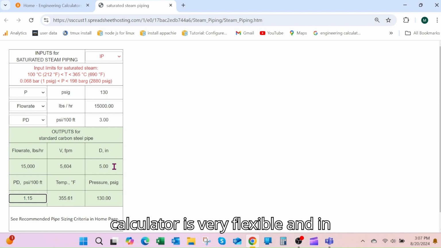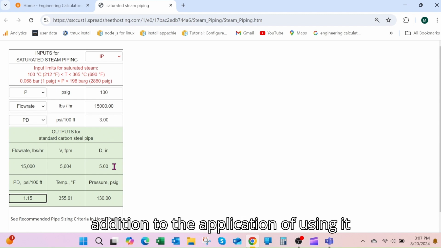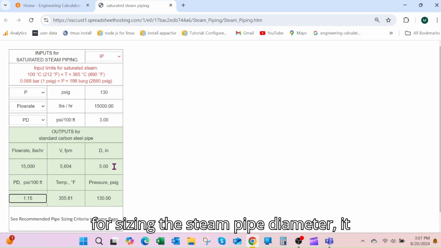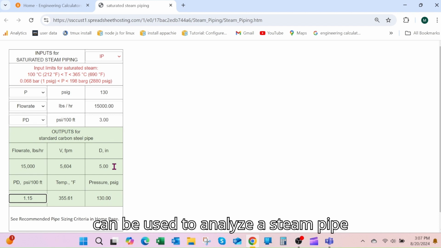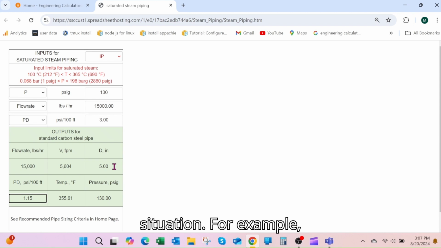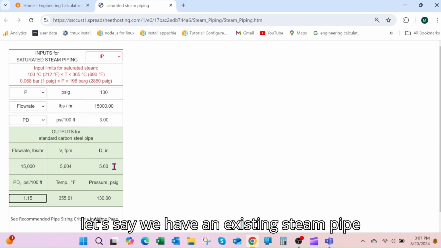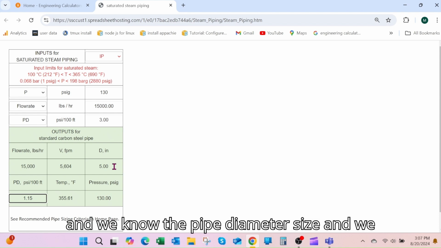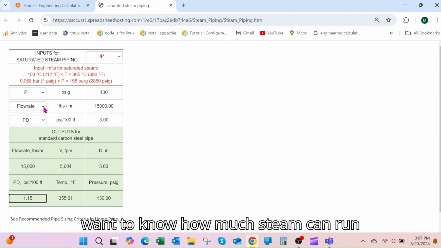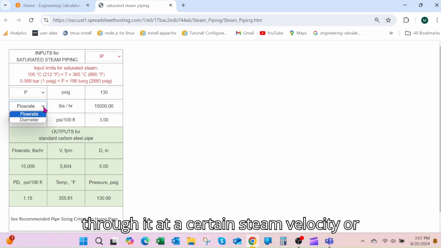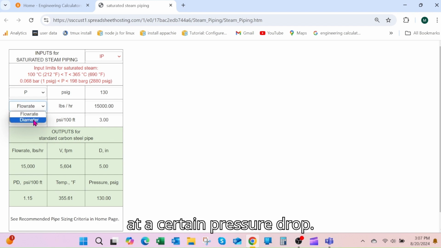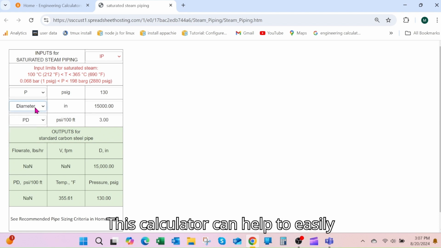This calculator is very flexible, and in addition to the application of using it for sizing the steam pipe diameter, it can be used to analyze a steam pipe situation. For example, let's say we have an existing steam pipe and we know the pipe diameter size and we want to know how much steam can run through it at a certain steam velocity or at a certain pressure drop. This calculator can help to easily analyze the situation.